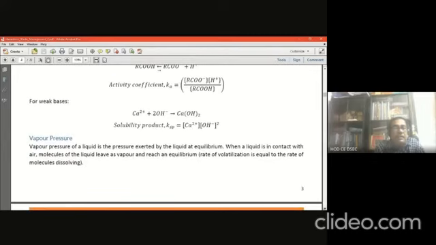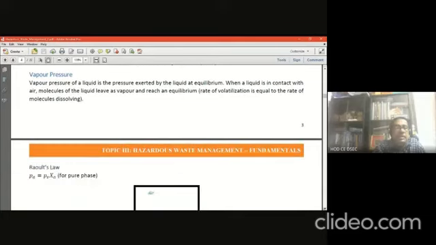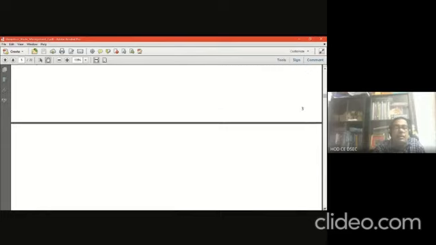Now, the vapor pressure. How to define vapor pressure? It is one of the characteristics of hazardous waste. The vapor pressure of a liquid is the pressure exerted by the liquid at equilibrium. When a liquid is in contact with air, molecules of the liquid leave as vapor and reach an equilibrium. That means the rate of volatilization is equal to the rate of molecular dissolving. Whatever the rate of molecular dissolving, it is equal to the rate of volatilization. So this is the law of equilibrium.